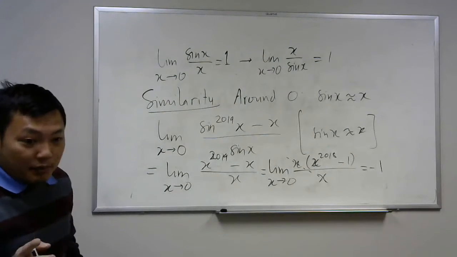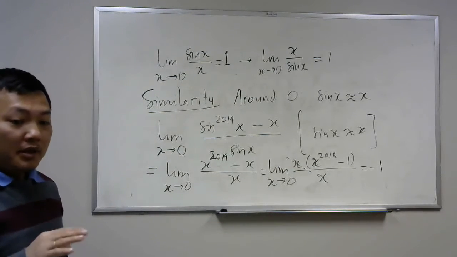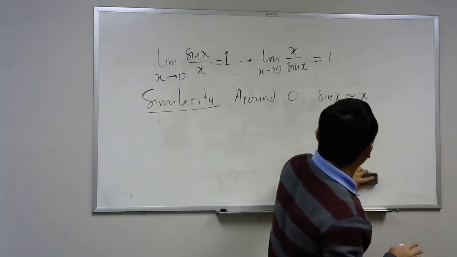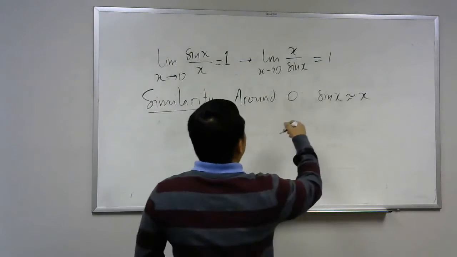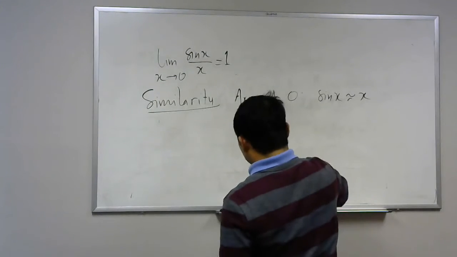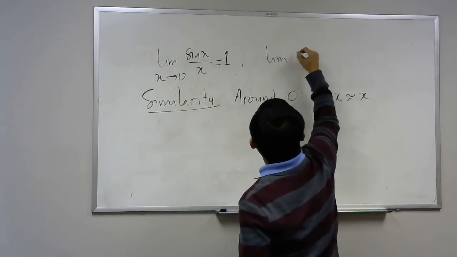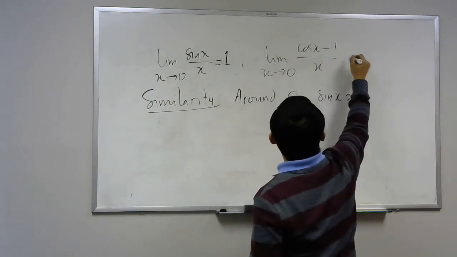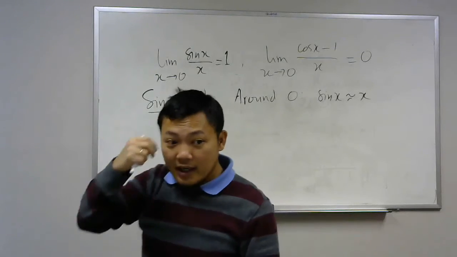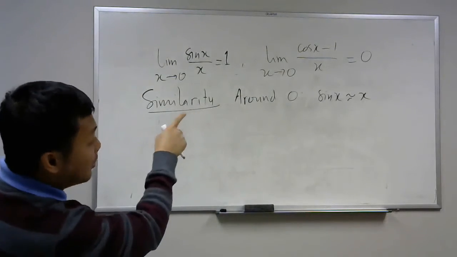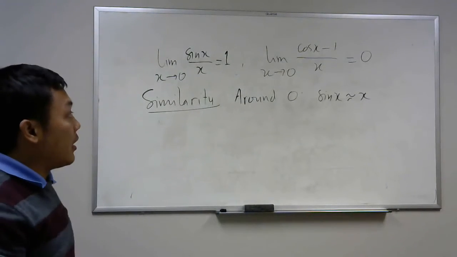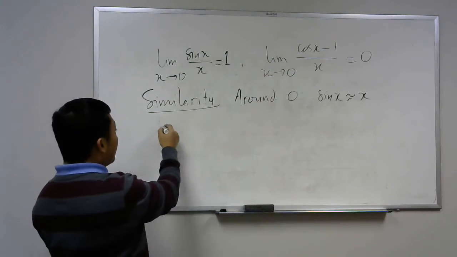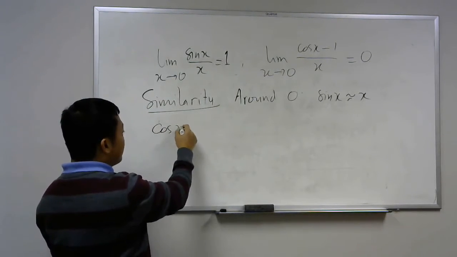In the textbook, you will see another famous limit. That is the limit of cosine of x minus 1 over x when x goes to 0, equal to 0. I want to use similarity to prove that. So how to see that? We know cosine of x.